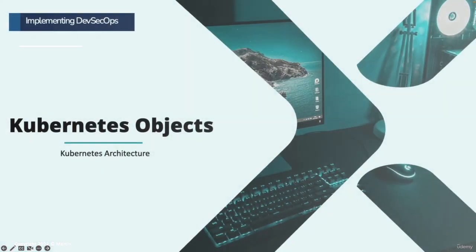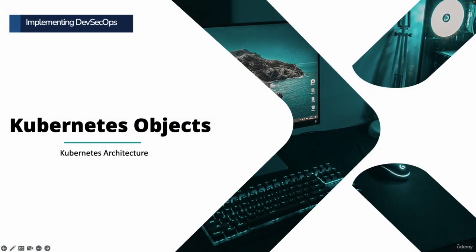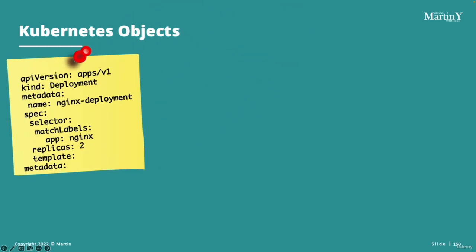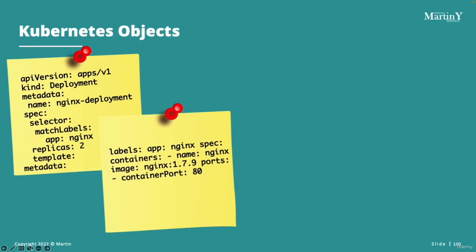Okay, let's now talk about the Kubernetes objects. Kubernetes objects are persistent entities on the cluster system that are used to display the cluster state. They are configured using the YAML file and are pretty much determining what applications are using the containers and what is the node that the containers are running on.